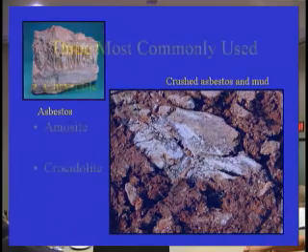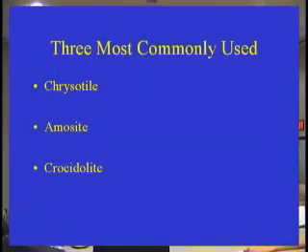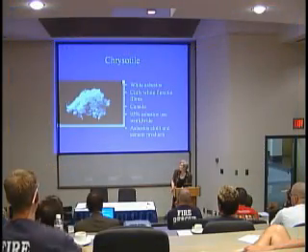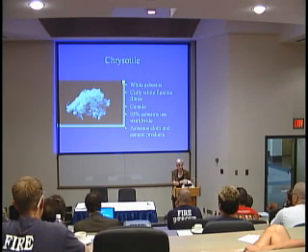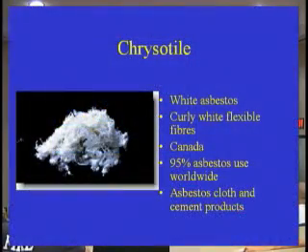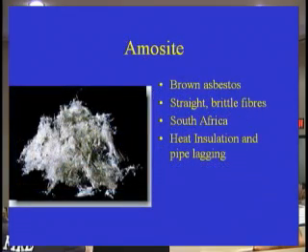There are three major types that are utilized: chrysotile, amosite, and crocidolite. This is a picture of chrysotile, which is the most commonly used, and it's mined in Canada. It's called the white asbestos, and it's produced in asbestos cloths and for cement products. The next is amosite, the brown asbestos, and it tends to be more straight, brittle fibers. It's mined in South Africa, and it tended to be used a lot in insulation and pipe lagging.